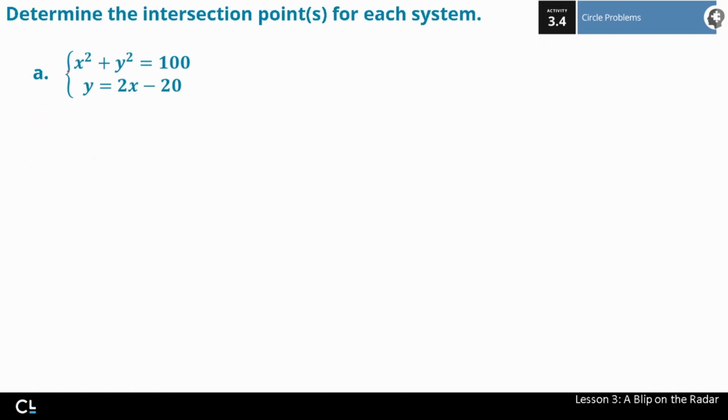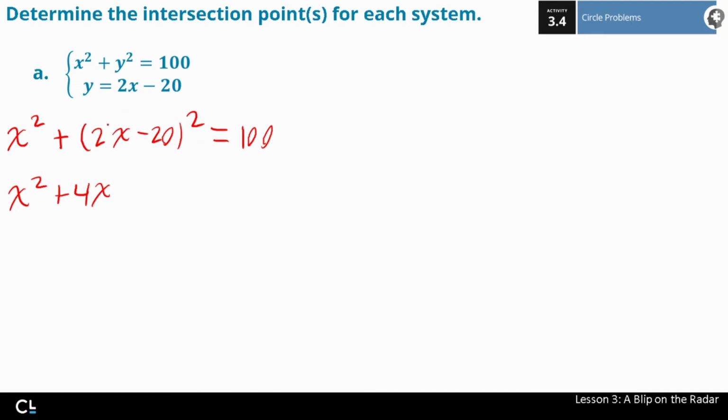Let's start off by writing our top equation. We get x squared plus, and now we hit our y. Instead of writing that y, we're going to write what's after this equal sign. 2x minus 20 squared equals 100. But now we need to remember, how do we square this? Well, when we square this, I'm going to save us all the work. You get 2x times 2x, which will be 4x squared. You get 2x times negative 20, but then you'll have a negative 20 times 2x. Basically, it's going to give us a negative 80x.